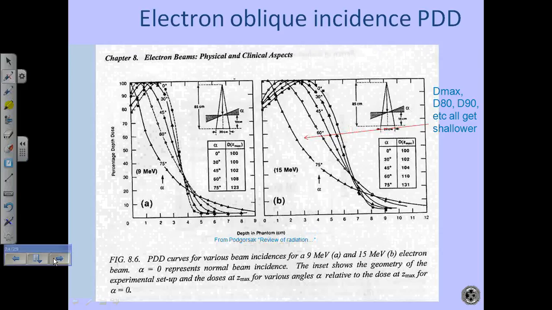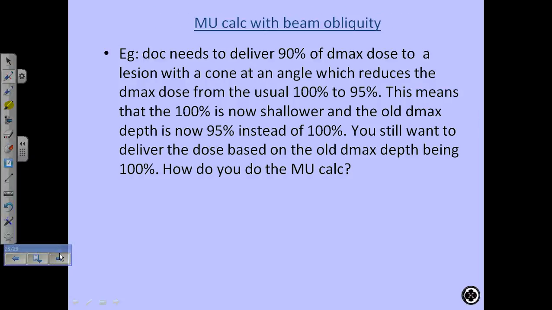Okay, this is another graph that just proves the same thing. This graph on the left is 9 MeV electrons. This is 15 MeV electrons. And here's the alpha, the obliquity angle. And so here's what happens. The curve just gets pulled back towards the surface. Okay, and then you lose your penetration. So for a certain depth, the PDD is a lot lower.